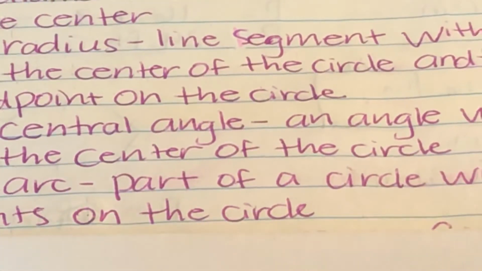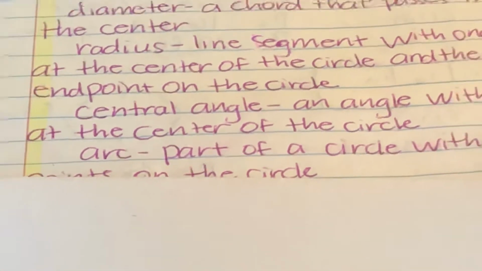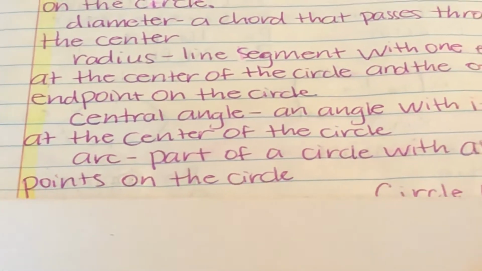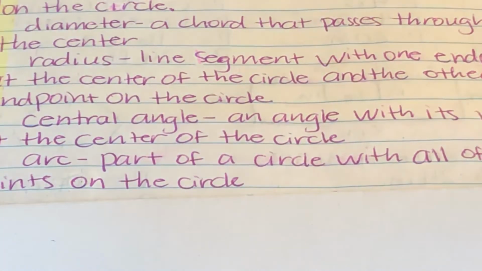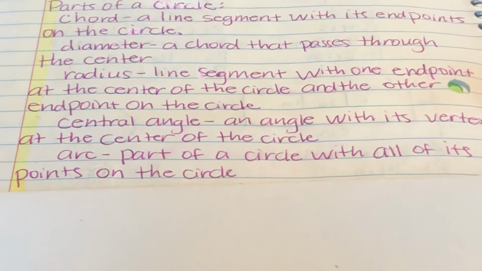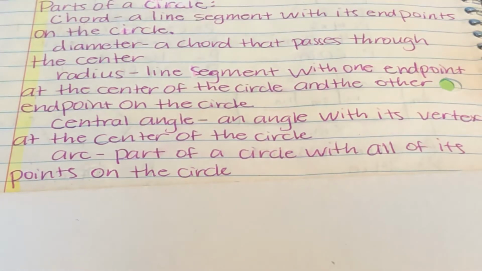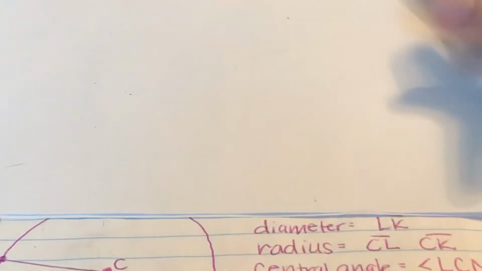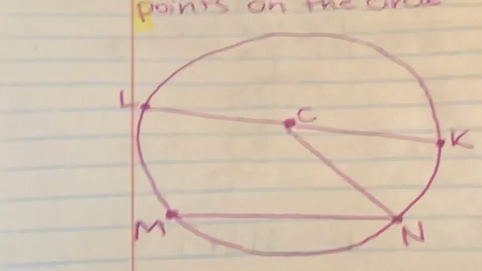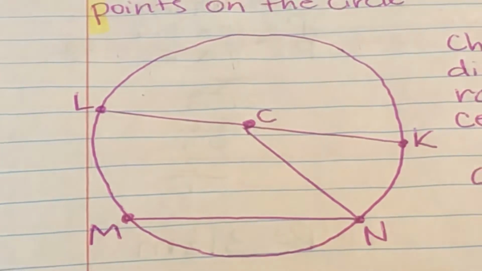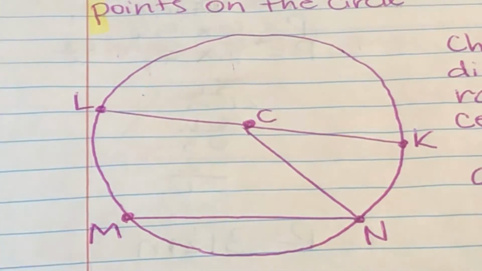All right, last definition on a circle is an arc. And an arc is the part of the circle with all points on the circle, different than any of the other ones we've had. An arc is a part of a circle with all of its points on the circle. So let's take a look at what that means when we take a look. We'll go to my circle so we can take a look at the circle here. And we have the definition again, part of a circle with all of its points on the circle.